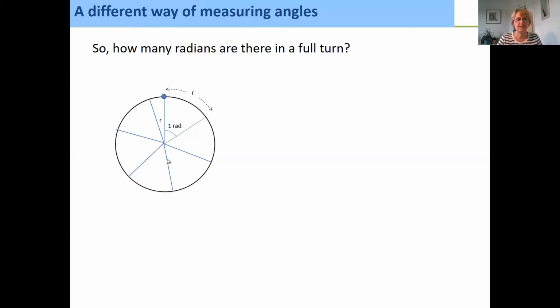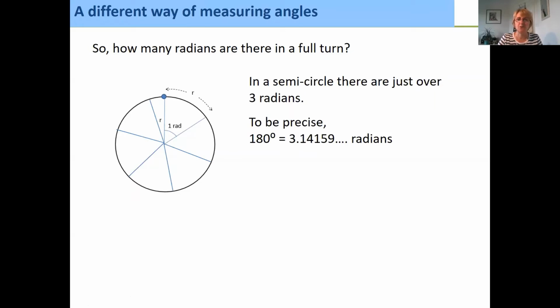Well, let's think about it a bit more clearly. Let's think about a semicircle. So a semicircle, half a circle, is going to be 3 and a bit. There are just over 3 radians. Well, to be precise, of course, there are 3.14159, or pi, radians in 180 degrees. And now this is starting to make a bit more sense as to why radians are so useful.